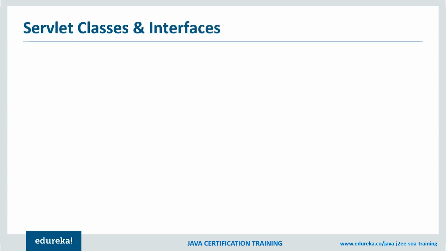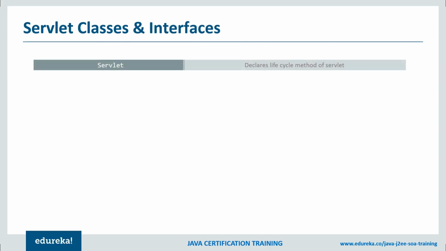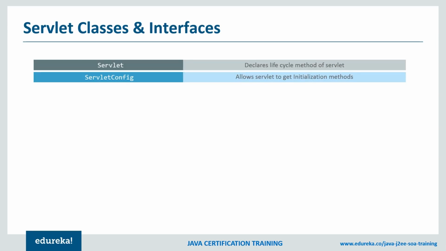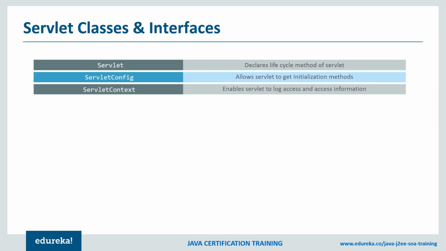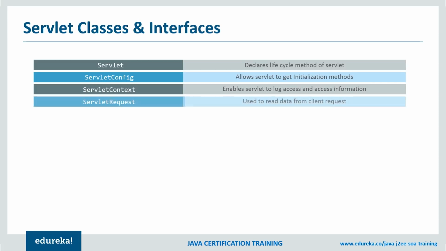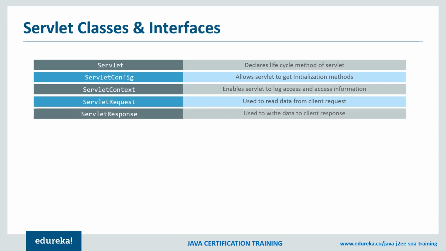Now let's dive into few concepts of advanced servlets. So I have listed down few classes and interfaces of servlet. First, servlet. This is used to declare lifecycle methods of servlet. Next, servlet config. It allows the servlet to get initialization parameters. Servlet context. Using this, it enables the servlet to log and access the information. Next, servlet request. You can read the data from client request and you can write the data to client response using servlet response.